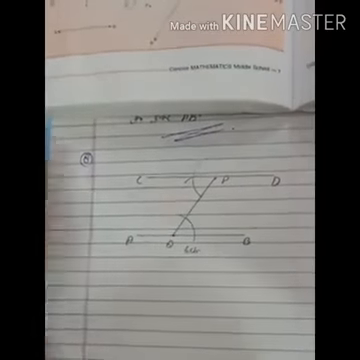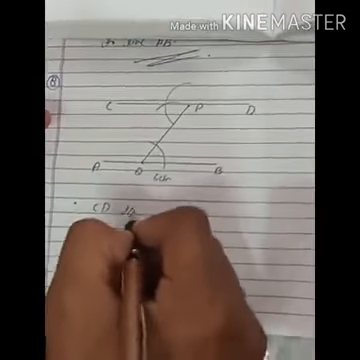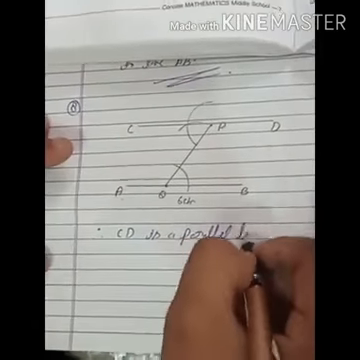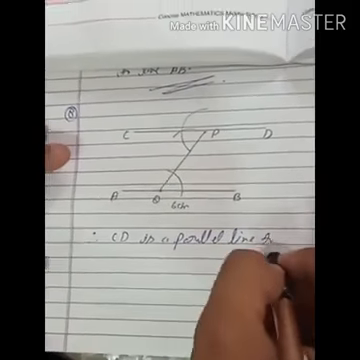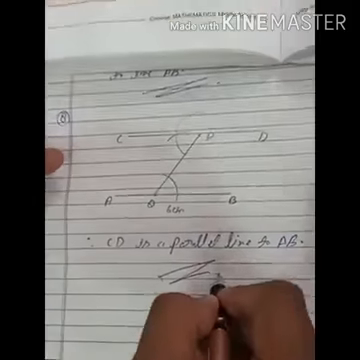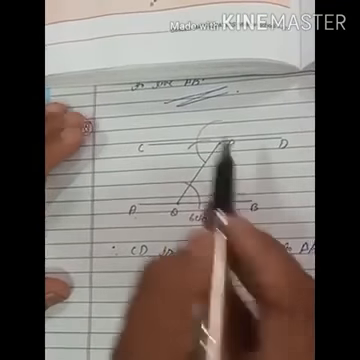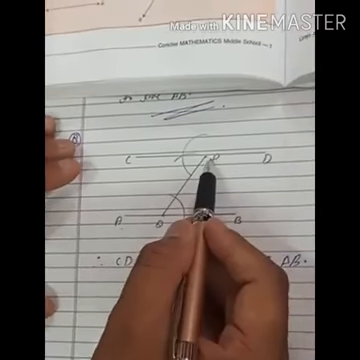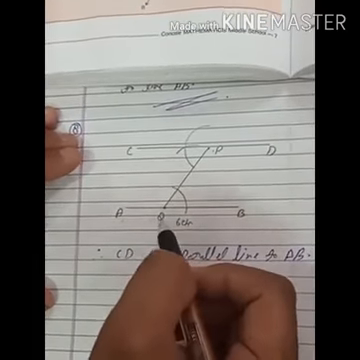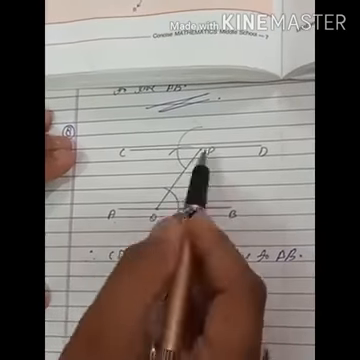So what we will write? Therefore, CD is a parallel line to AB. Listen again. First of all, we will draw a line AB of 6 centimeter. Then point P is outside of the line here. Then we will take a point Q anywhere on the line AB. Then join PQ. So PQB is an angle.